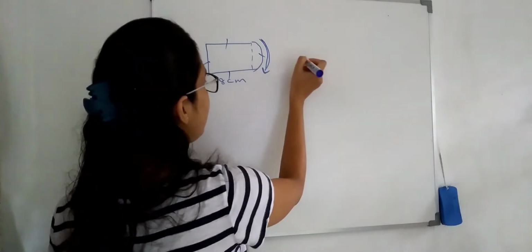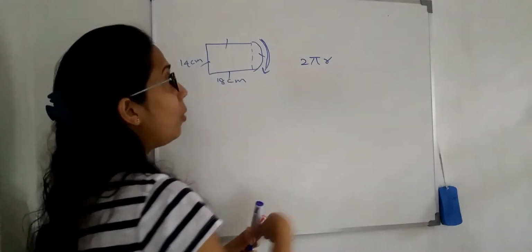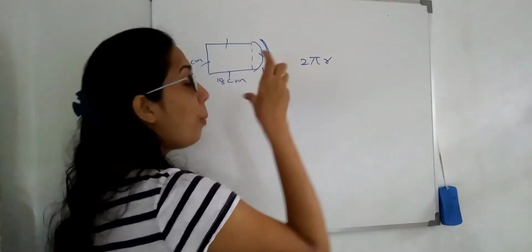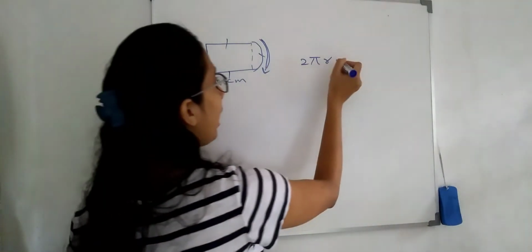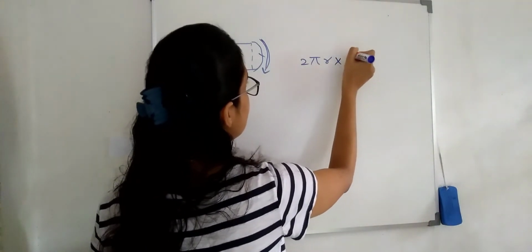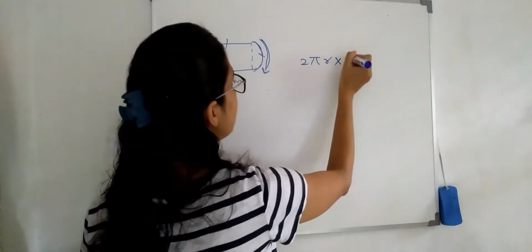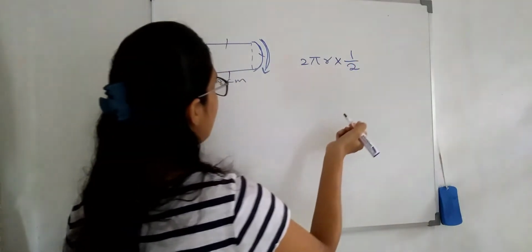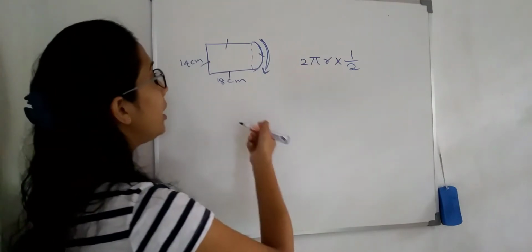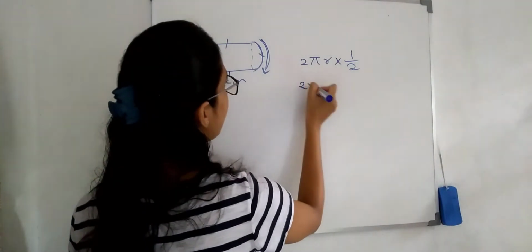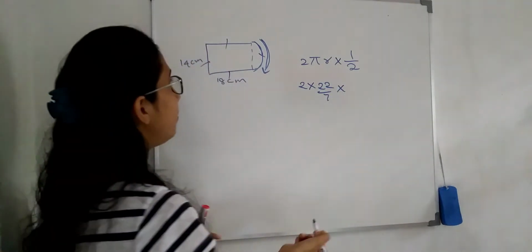So how to do that? You know the formula 2πr, and now we should put here the portion of the sector. This is a semicircle, therefore we can write the portion of the semicircle as 1 out of 2. So now we can substitute the relevant values. 22 out of 7, and what is the value of r?